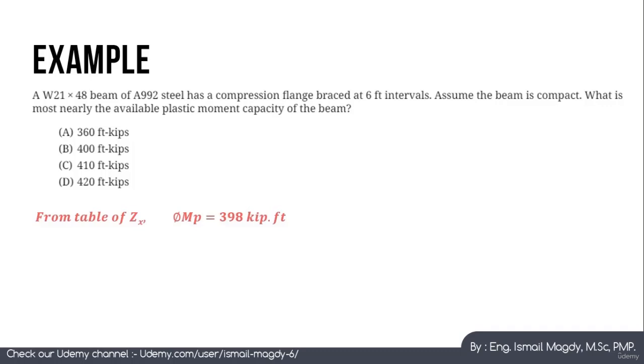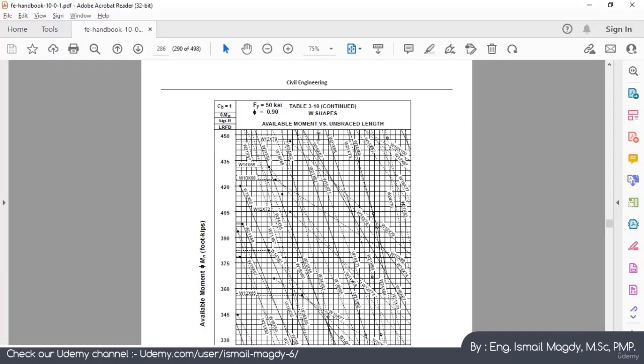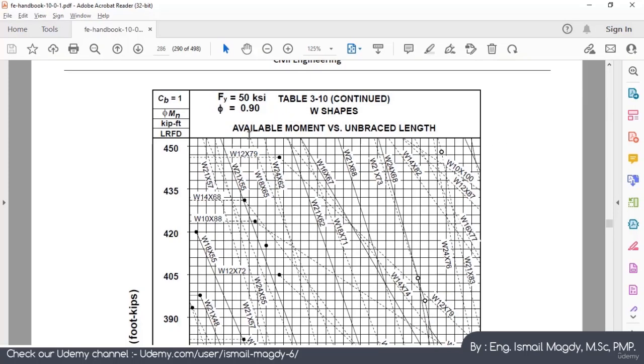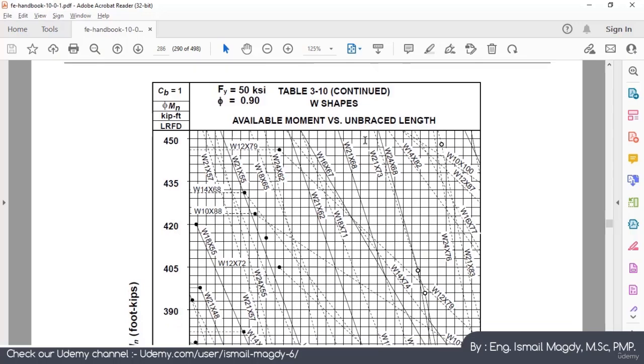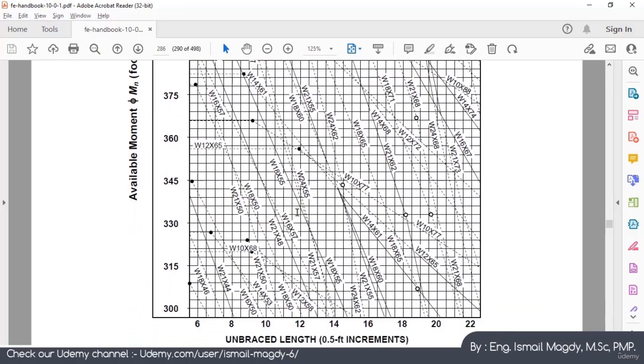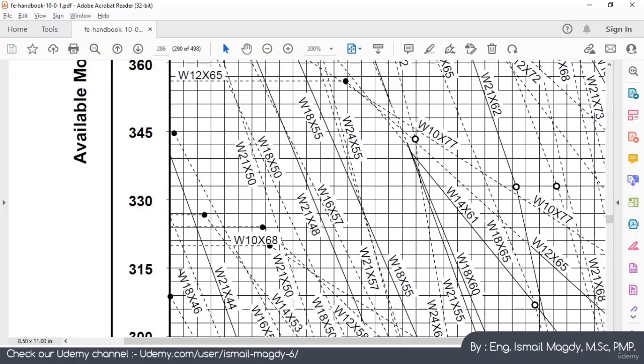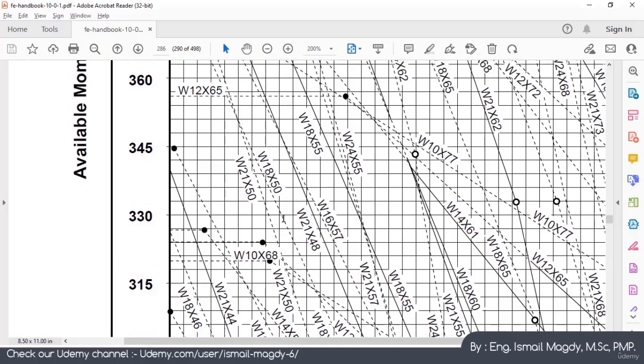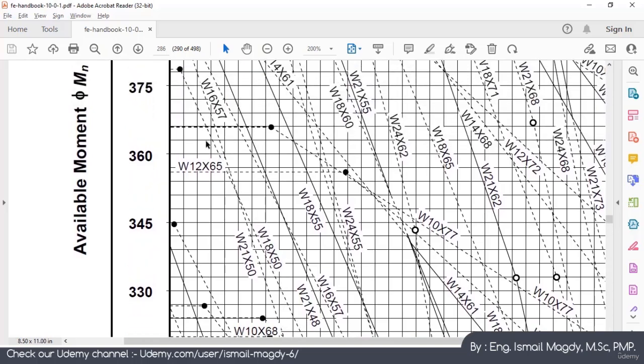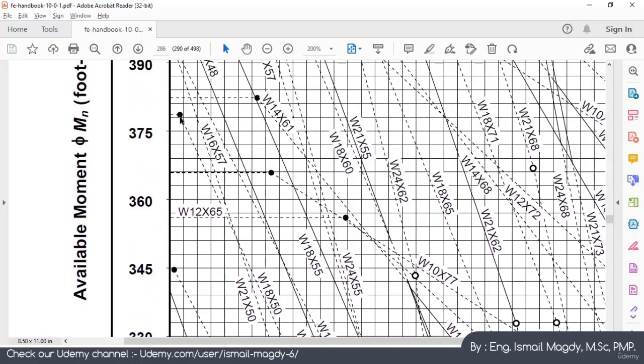There is another method, as we have discussed, which is using the graphs. We are going to check it now. This is the graph which we need to check, which is the available moment versus the unbraced length. You need to find your section here, which is, here it is, W21x48, and our unbraced length was 6 feet. So it is the first line here. So let's zoom. This is our beam. Let's keep going up. This is it. And here it is. This is the value.